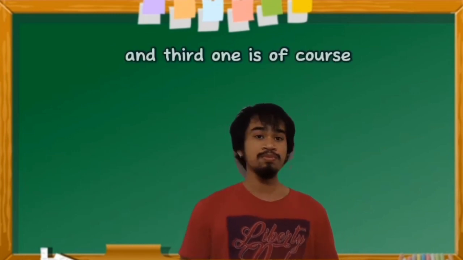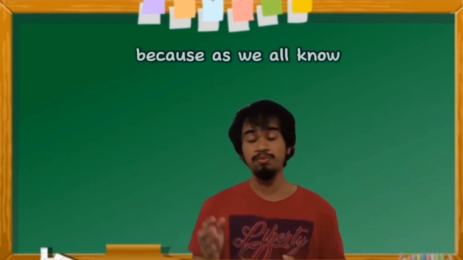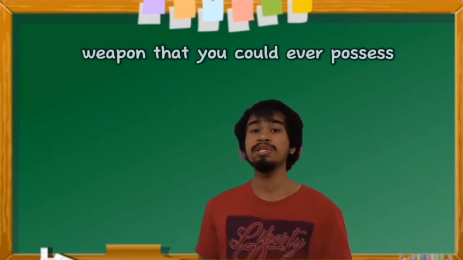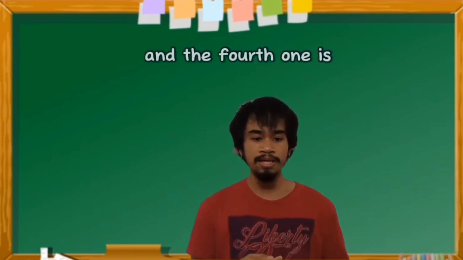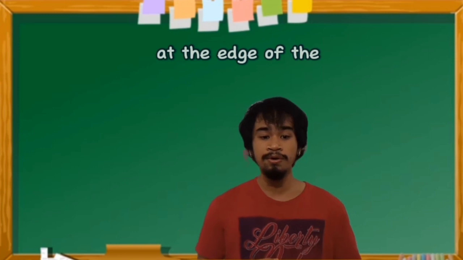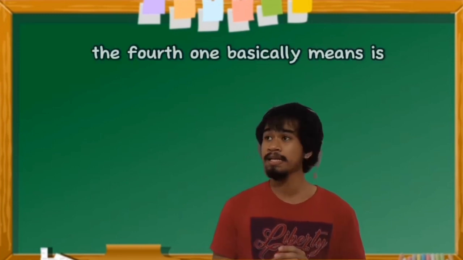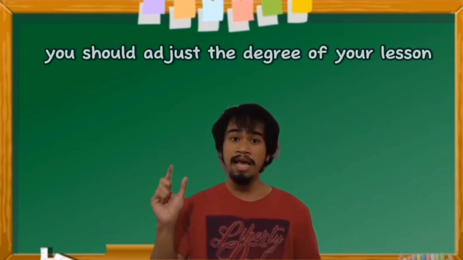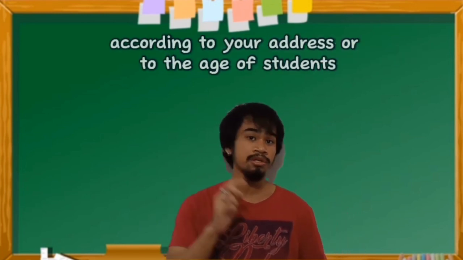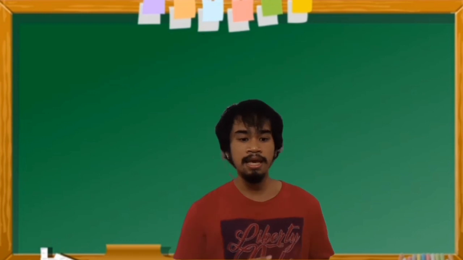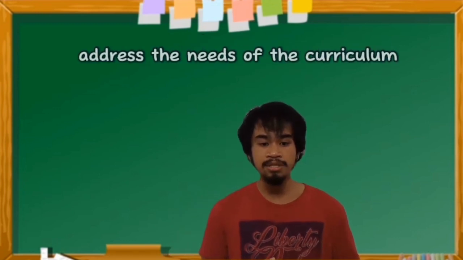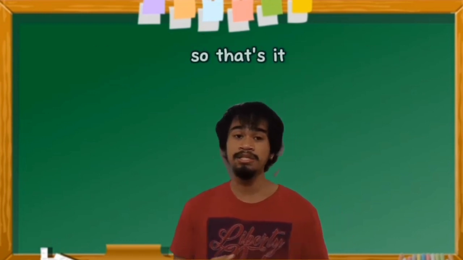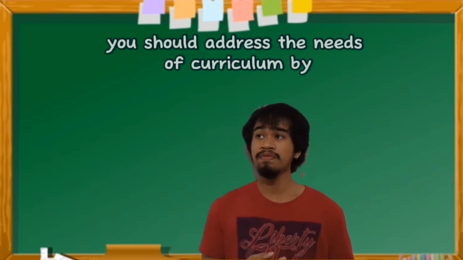And the third one is, of course, promote learning, because as we all know, education is the best weapon that you could ever possess. And the fourth one is be at the right level for the age of the learner. So the fourth one basically means you should adjust the degree of your lesson, the difficulty of your lesson, according to your audience or to the age of students. And the fifth one is address the needs of the curriculum.